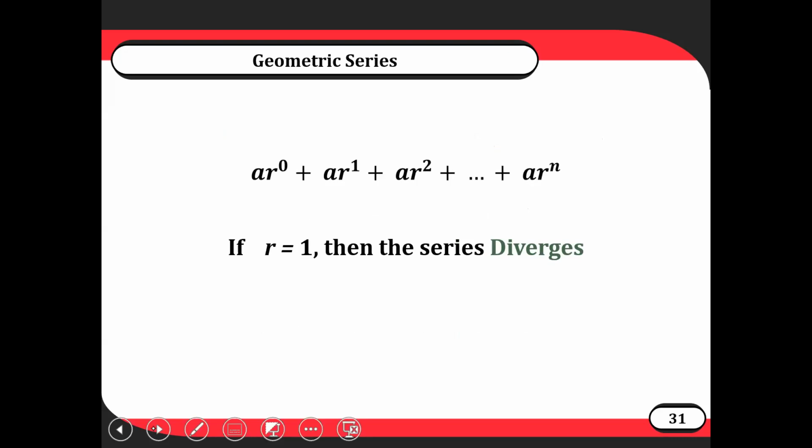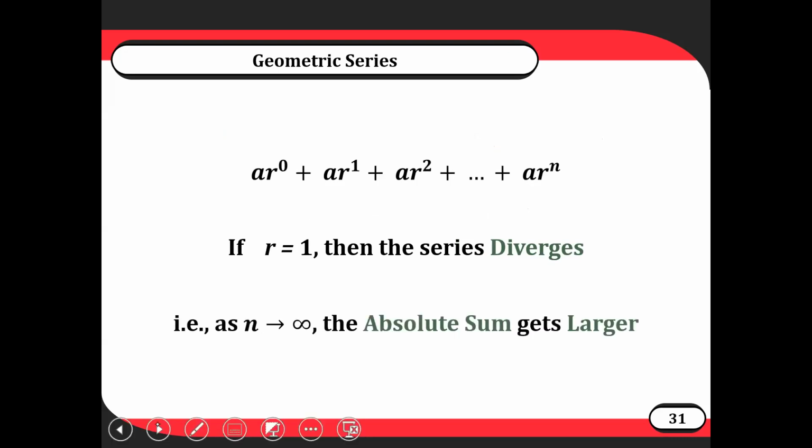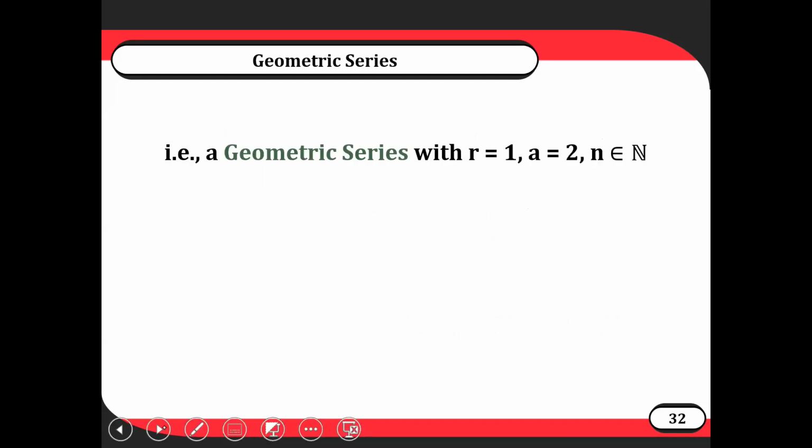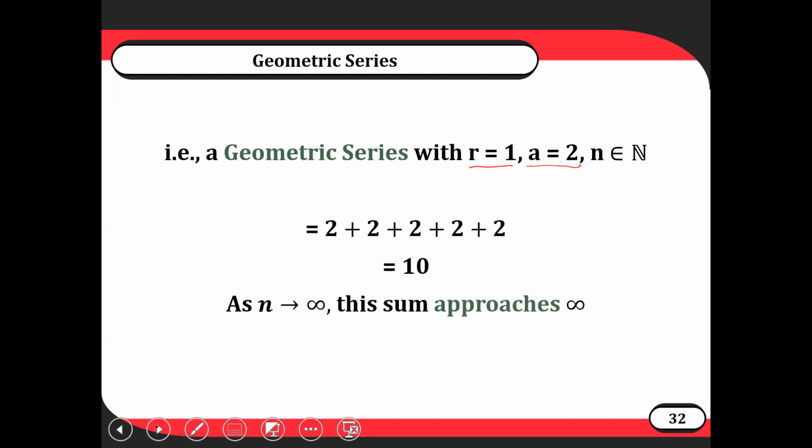All right, if we have r equal to 1, of course, then the series diverges as well, because as n approaches infinity, the absolute sum gets larger. So for r equal to 1 and the initial term equal to 2, we have 2 plus 2 plus 2. And as n approaches infinity, the sum approaches infinity. This should be fairly straightforward.